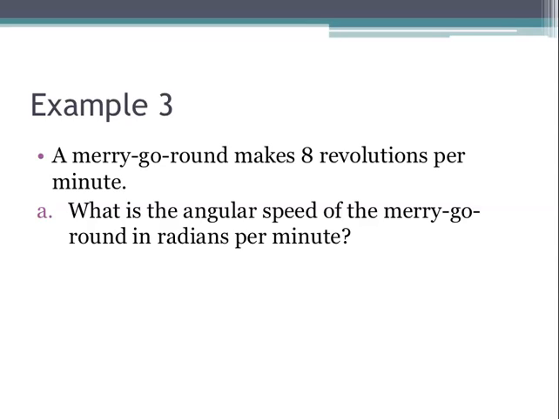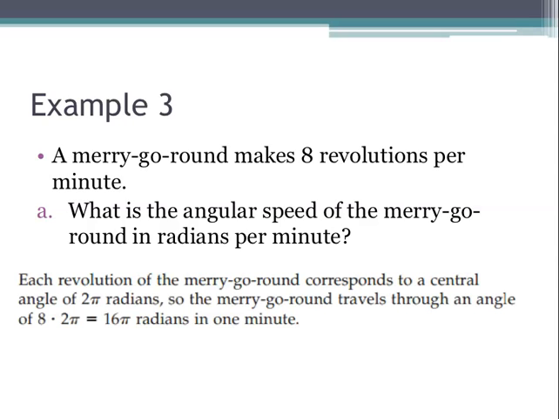So if it makes 8 revolutions in 1 minute, what radian measure has it gone through? Well, it's done 2 pi and then 2 pi and then 2 pi, right? It does that 8 times. So we can simply multiply 8 times 2 pi, and that gives us 16 pi radians in 1 minute. Okay, so that's the angular speed, right? 16 pi over 1 minute, so this is 16 pi radians per minute.